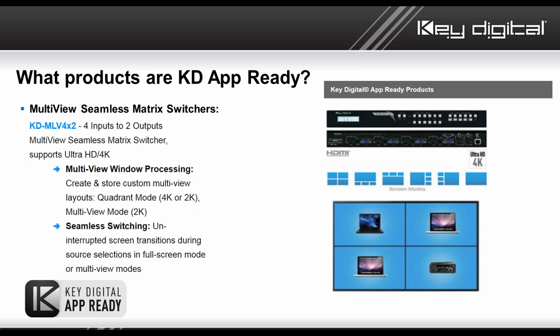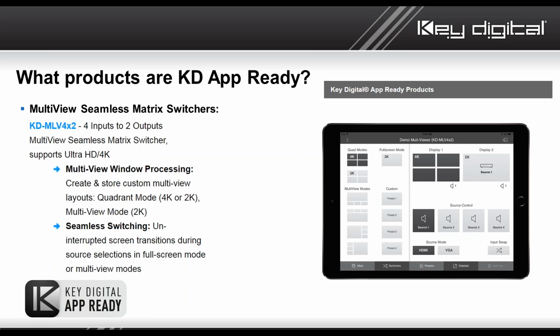Its maximum input resolution is 1080p, but when you're in that quadrant mode, as the large image depicts, you'll have 4 small 1080p images, which creates an overall 4K image. And you could do all of that just by getting your MLV 4x2 product, the KeyDigital App Ready product, on the network with your iOS device. Do your scan and connect, and you're looking here at this pre-built GUI that your end user will have to work with.